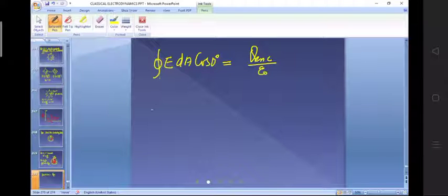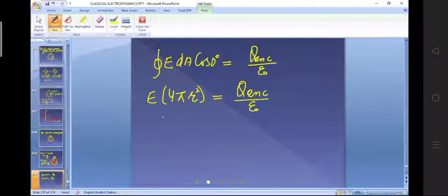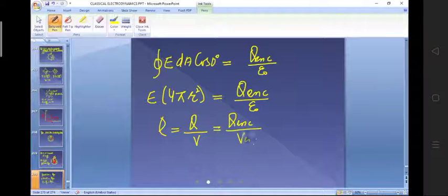Electric field is constant, so pull it out. Integration of dA is simply the surface area of the Gaussian sphere, which will be equal to 4 pi r square. This will be equal to Q enclosed by epsilon naught. Now we are interested in calculating Q enclosed. Since the charge density is uniform, rho is equal to Q divided by V, where Q is the total charge and V is the total volume. That will be in turn equal to Q enclosed divided by V enclosed. So from here you can calculate the value of Q enclosed, which will be equal to Q divided by V multiplied by V enclosed.